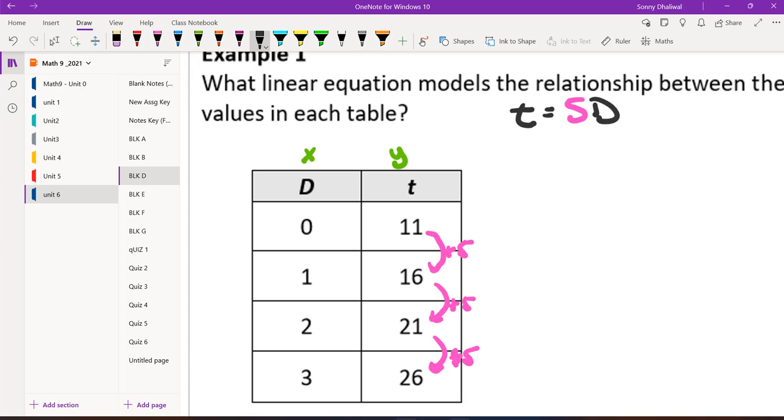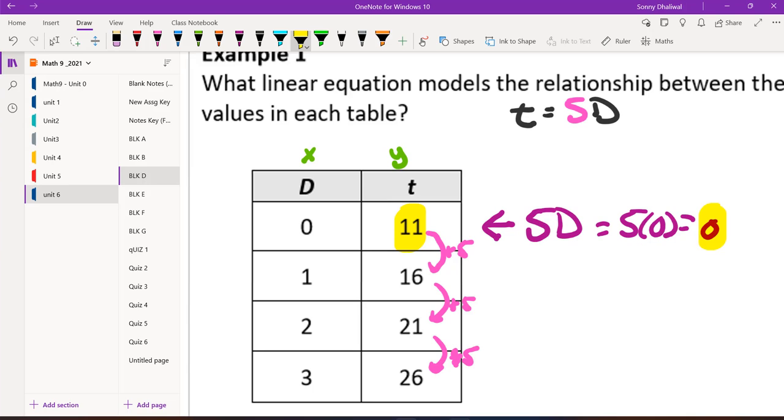Now we need to figure out what do we add or subtract to make this equation work. So we test it out with a point. Which point do you want to use to test out? 0. I hear a 0 out loud. So I'm going to test it out right here. Our equation is 5d. Where we see d, we're going to plug in the 0. So we have 5 times 0. We get 0 out. But it should have been 11.